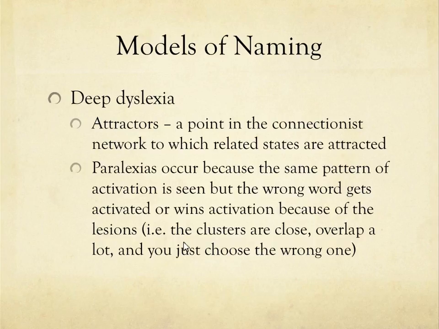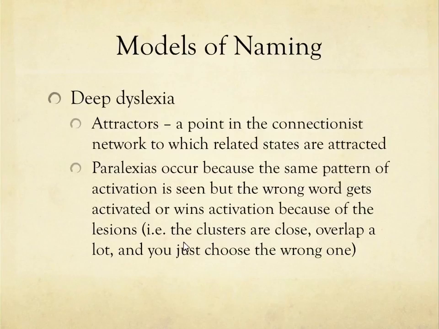And they think that paralexias occur because we have the same pattern of activation, but you sort of get the wrong word. And so the way to think about this is, I hate to say glitch in the matrix, but that's kind of the idea, is that those patterns are so similar that you think it's one thing, but it's actually another, but the patterns are so close you can't tell the difference. And so you just kind of pick the wrong one. This is sort of explaining that daughter-sister thing. Their activation is so similar that you just can't distinguish between the two.